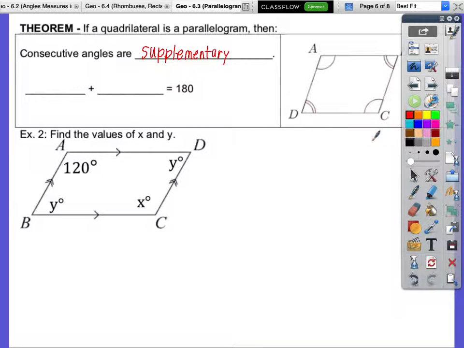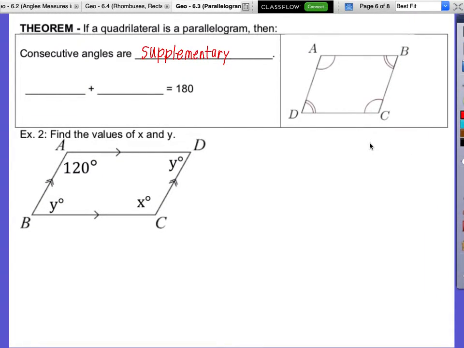A pair of consecutive angles in this parallelogram. Sophia: angle D and angle C. So that means the measure of angle D plus the measure of angle C would have to equal 180 degrees. Because as long as the quadrilateral is a parallelogram, any two consecutive angles, angles that are next to each other, would add up to 180.